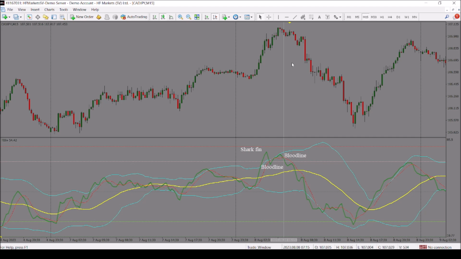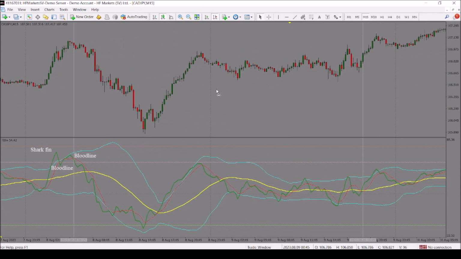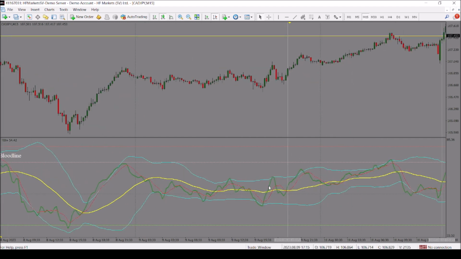For something to stick in your mind, you need to see it several times, and that is what we are now going to do. I'll show you several points where this particular effect took place. We've said shark fin, bloodline, second bloodline, and on this particular point, that is where we were going to make an entry. So basically we are making something like an M or a W pattern on the TDI indicator. Our entry is at the closure of this particular candlestick.